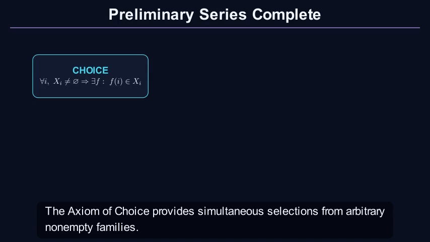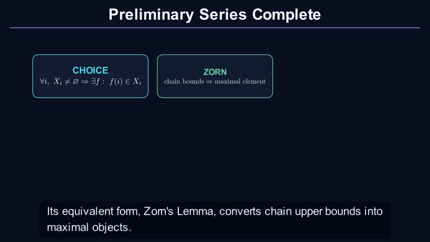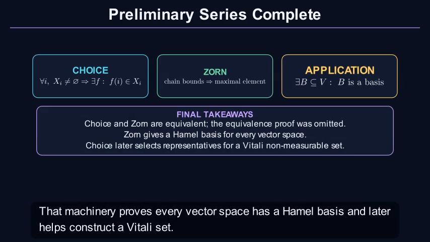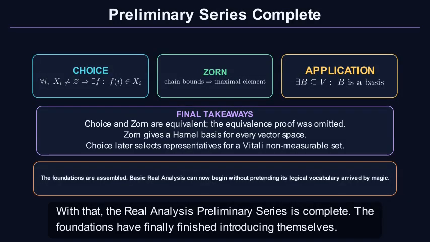The axiom of choice provides simultaneous selections from arbitrary nonempty families. Its equivalent form, Zorn's lemma, converts chain upper bounds into maximal objects. That machinery proves every vector space has a Hamel basis and later helps construct a Vitali set. With that, the real analysis preliminary series is complete. The foundations have finally finished introducing themselves.